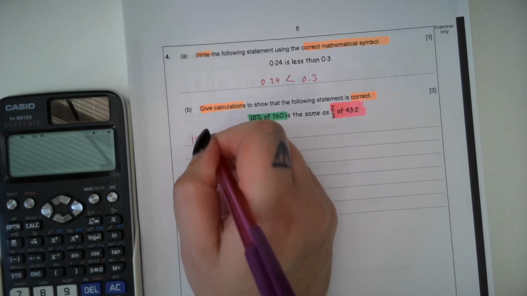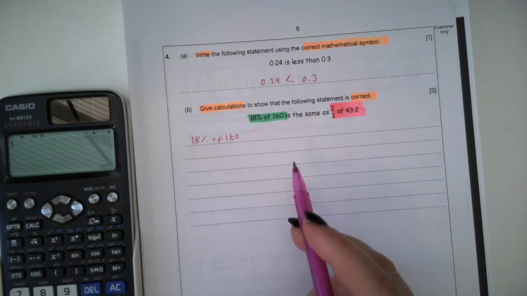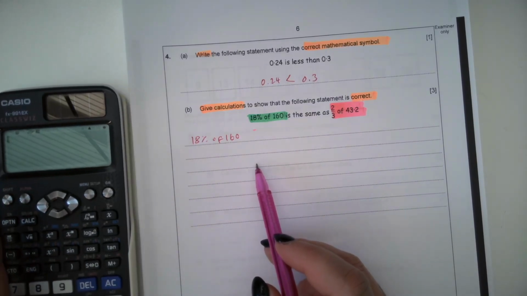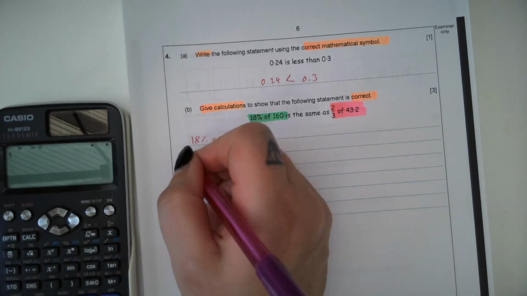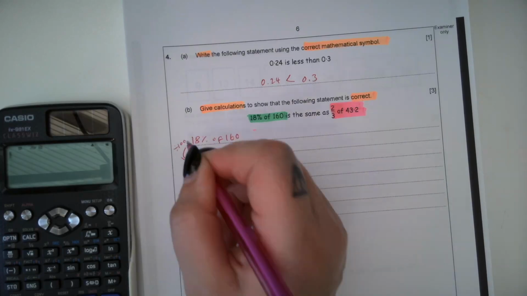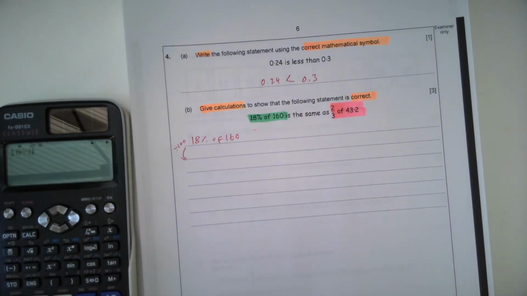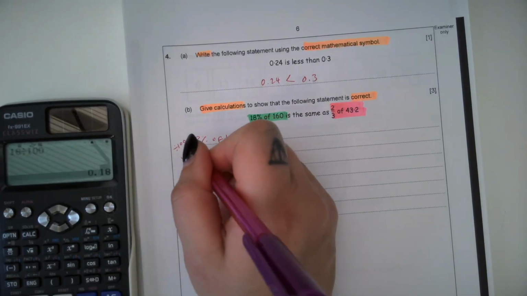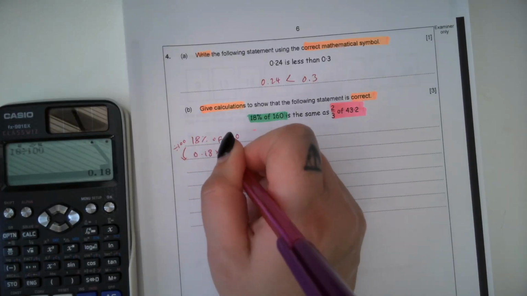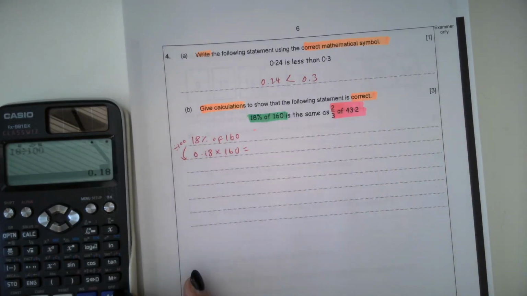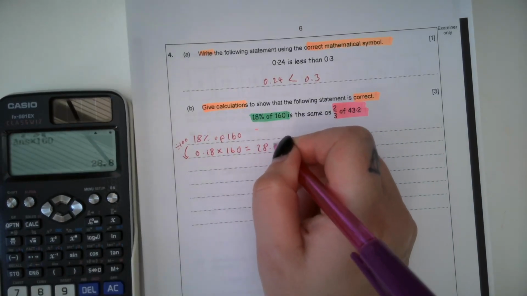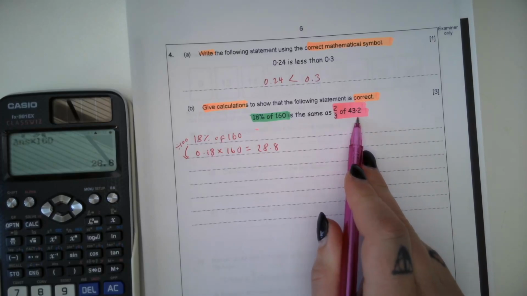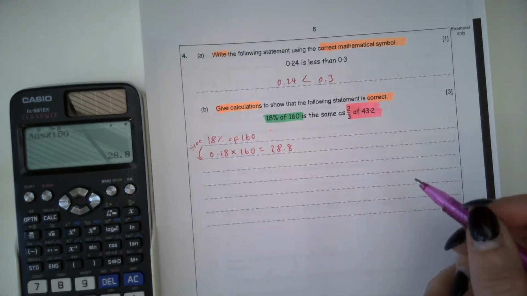Okay, so to find 18% of 160, this is a calculator paper, guys, so I'm going to show you a calculator method. If I want 18% of 160, I want 18 as a decimal multiplier, so 18 divided by 100 is 0.18. So if I do 0.18 times 160, that gives me 28.8.